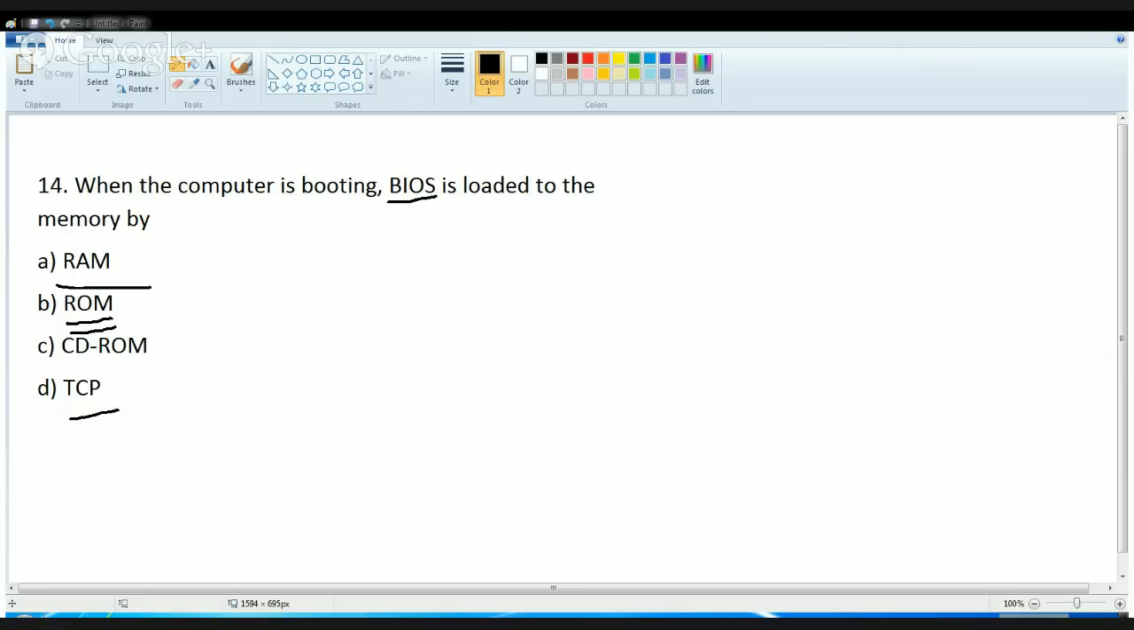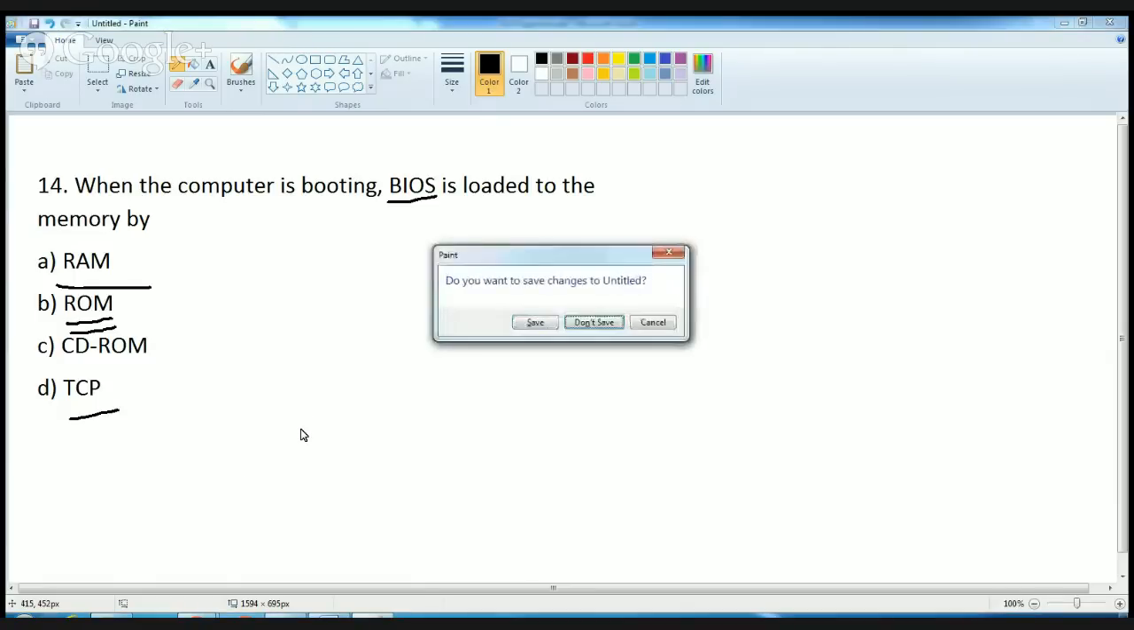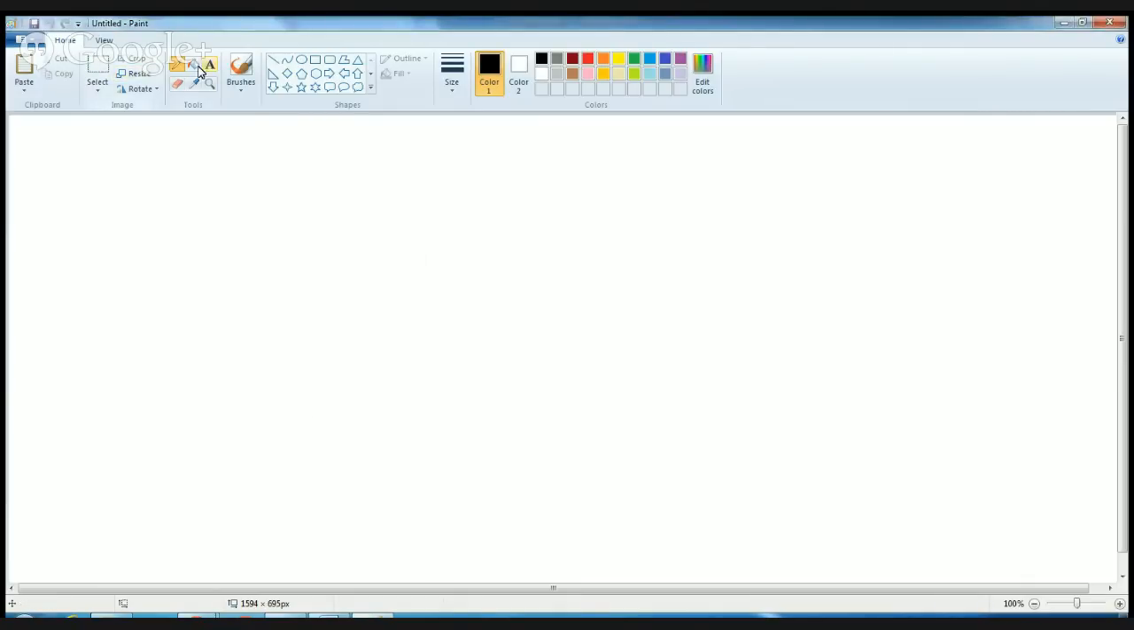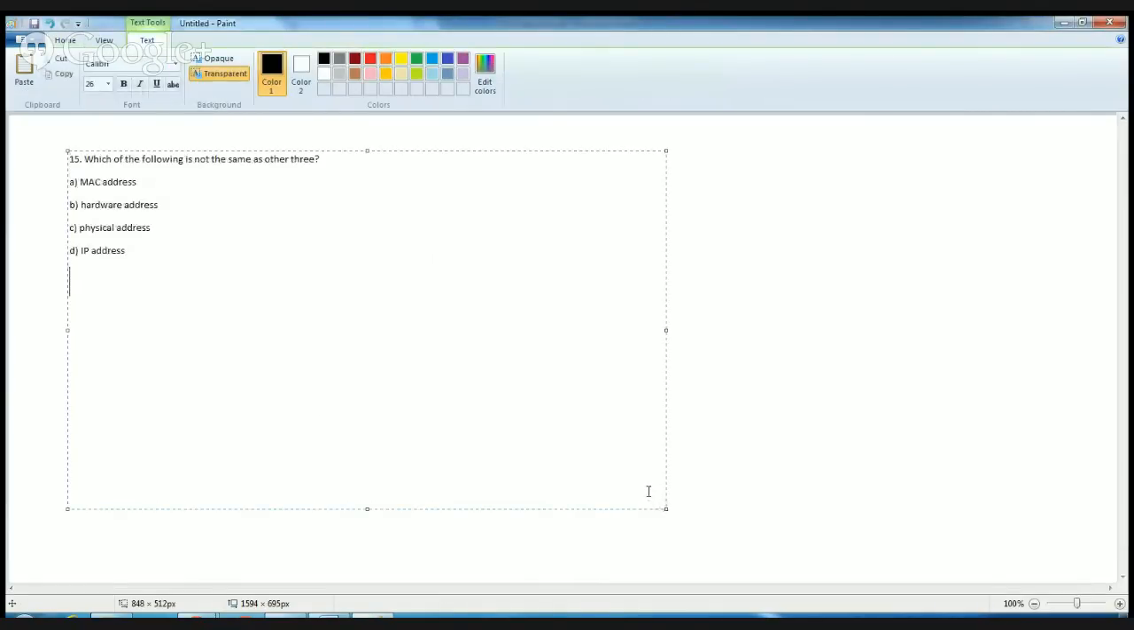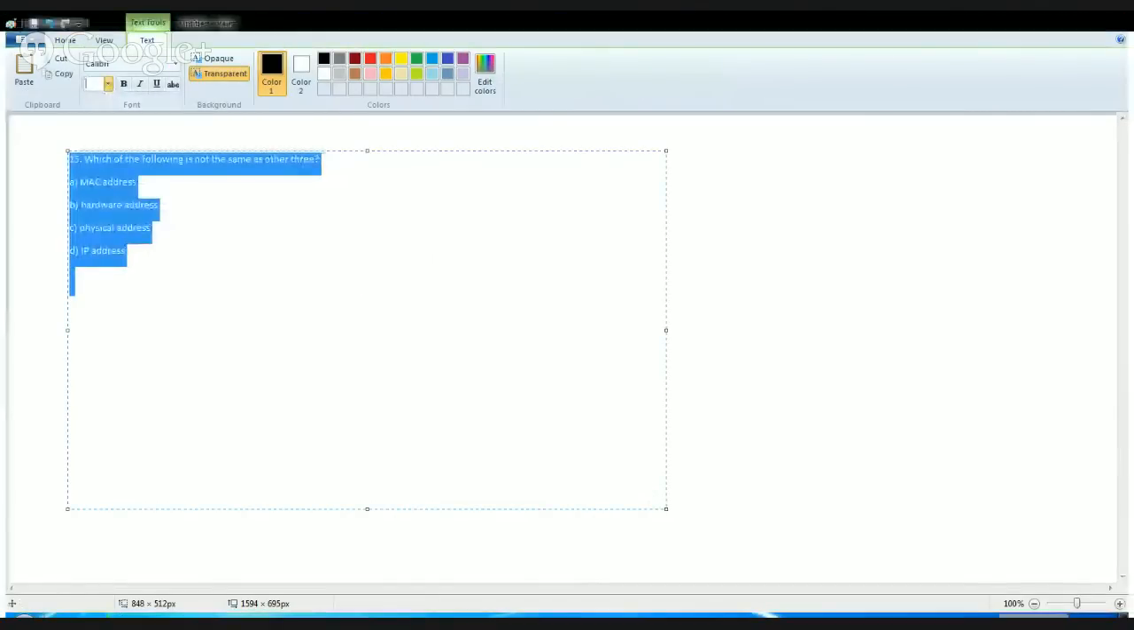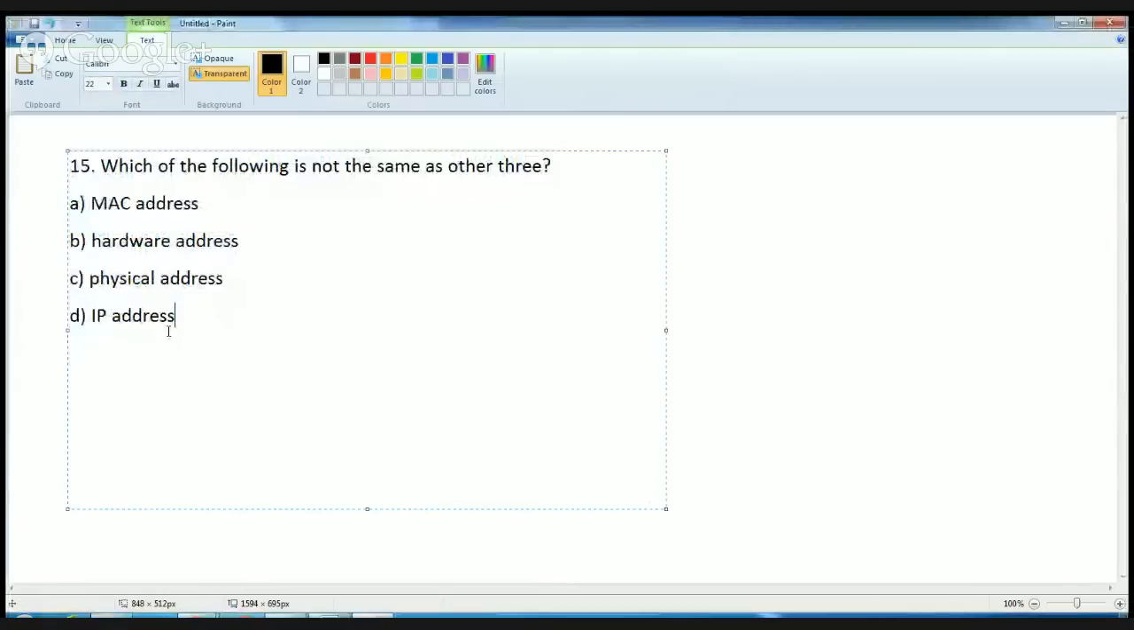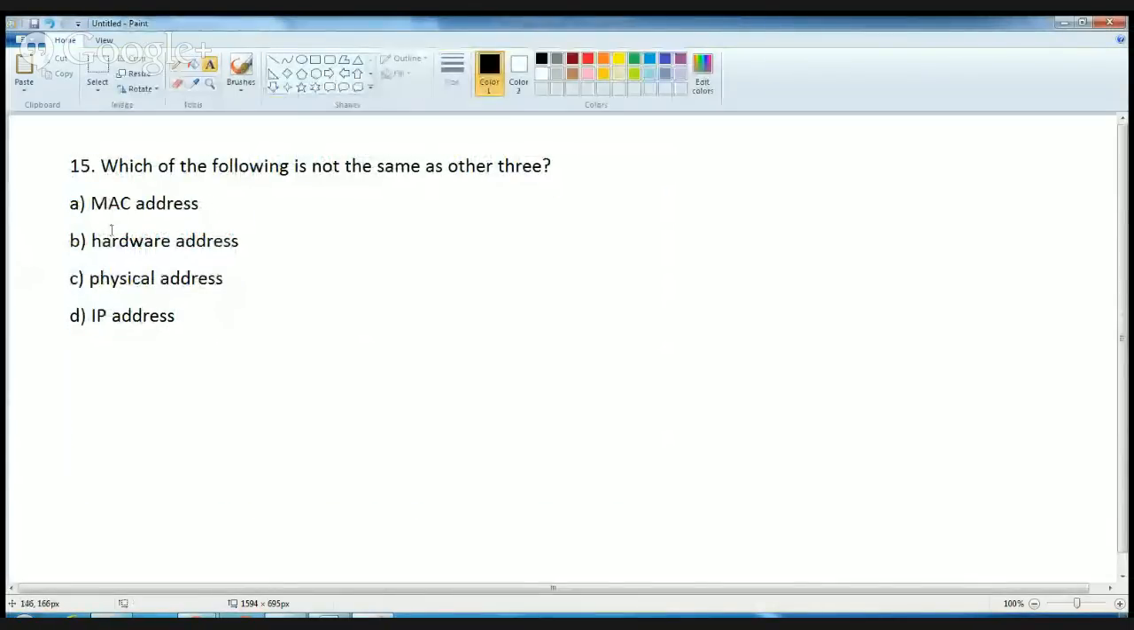The next question is something most of the students get confused with. What is a MAC address? When you read MAC, most of the students consider it as Apple Mac or something like that. But no, that is not the case. MAC address, hardware address and physical address are one and the same thing. Whenever you purchase any system, be it a printer, fax machine, computer or laptop, each machine has its own unique address, which is known as the MAC address, media access control, hardware or physical address.